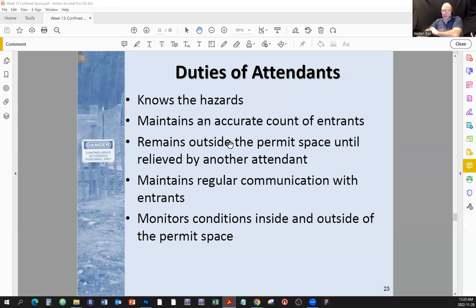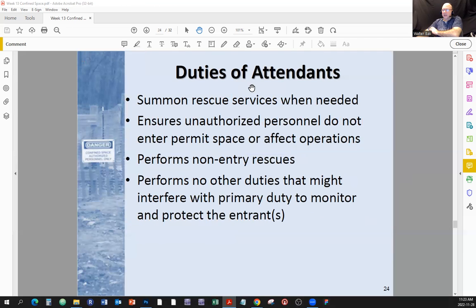All right, next slide. Duties of an attendant. All right, so we're continuing that. The attendant summons rescue services when needed, right? That's one of the prime jobs of the attendant, not just to be there and cash the paycheck. And the attendant ensures that unauthorized personnel do not enter the permit space. So they make sure that whoever is not supposed to be there doesn't go in.